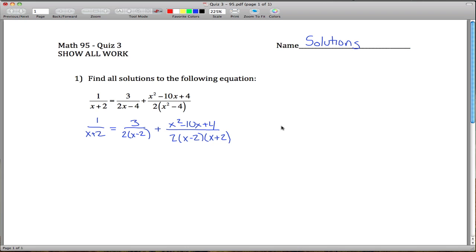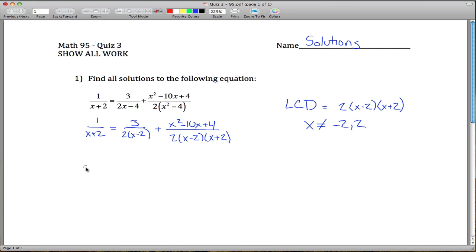So now that we have it written in this form, we can figure out that our least common denominator is 2 times x minus 2 times x plus 2. Right, that covers all three of these denominators here. So therefore, x cannot be equal to negative 2 or positive 2. And if x does not equal those two guys, we can multiply both sides of the equation by this least common denominator. Over here, we'll get 2 times x minus 2 times x plus 2 over x plus 2.